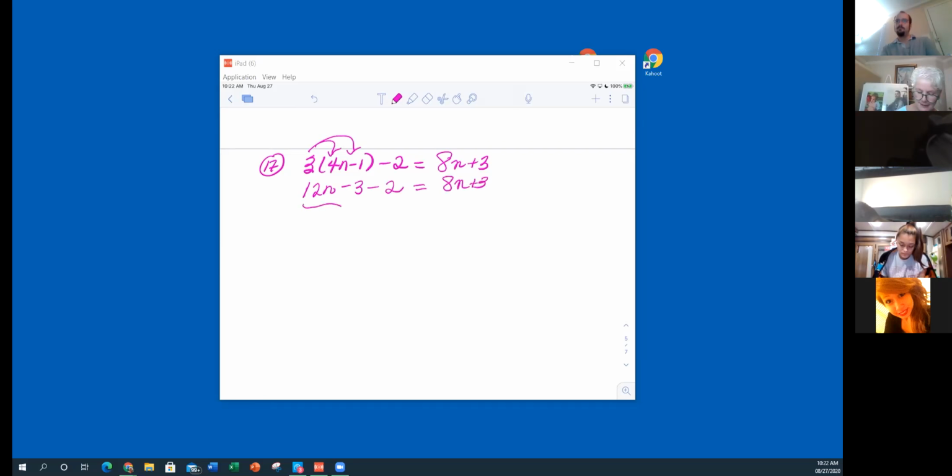Okay, now I'm working with this side right here. Now what do I do next? Well, you can take the 3 and the 2 and make it negative 5. That is right.